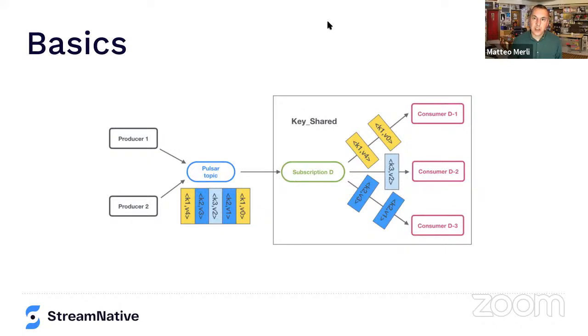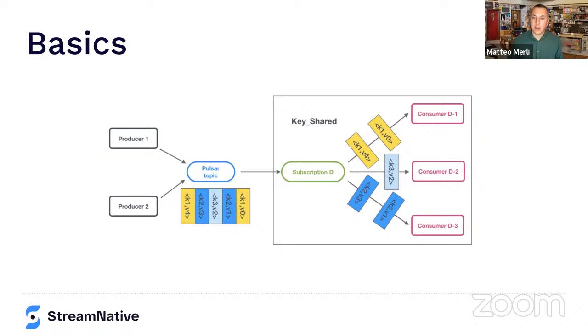So there's one question here: what happens if a consumer dies? Does it automatically route to the remaining consumer? If a consumer dies, these hash ranges will get reassigned, and I will go into a bit more detail on that later. Essentially, the key ranges get reassigned to the existing consumers.